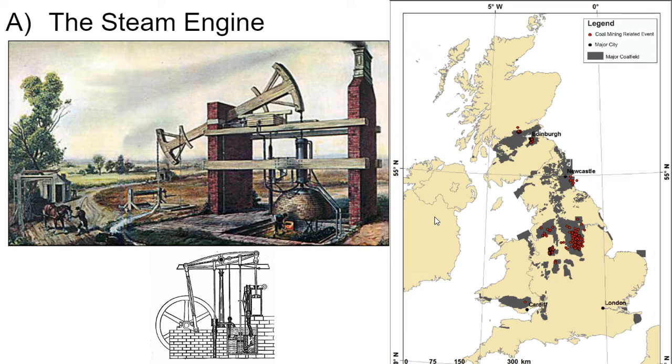And the big invention is going to be the steam engine. The steam engine, James Watt's steam engine, was originally created in order to drain water out of mines, but it was in order to harvest coal and mine coal.